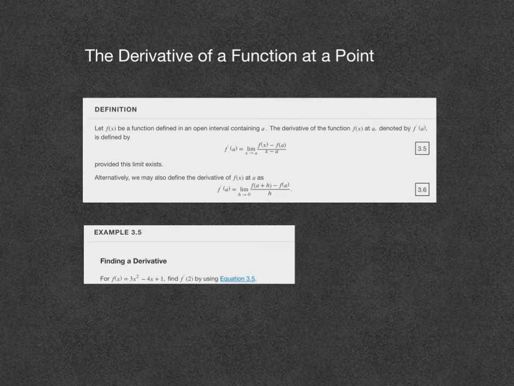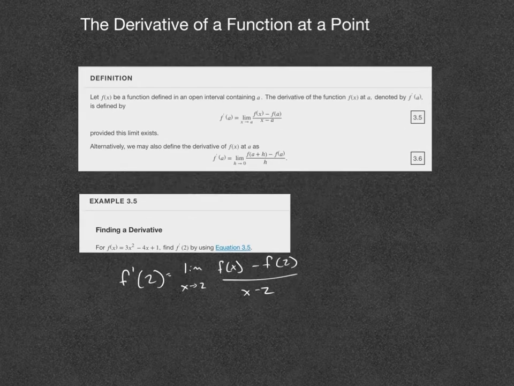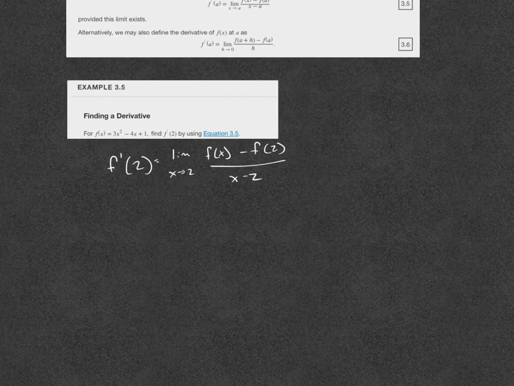So what does this look like? f prime of 2 is equal to the limit as x approaches 2 of f(x) minus f(2) over x minus 2. Again, I'm replacing all of the a's with the 2 that I'm given in this problem. So let me move this up a little bit higher. And then let's see. So what is f(x)?